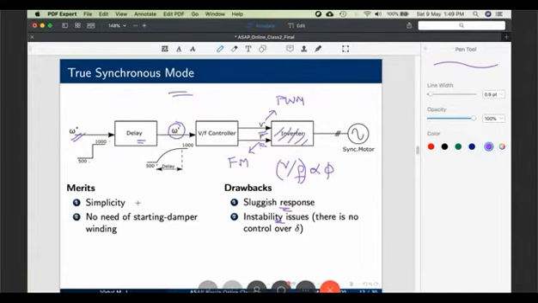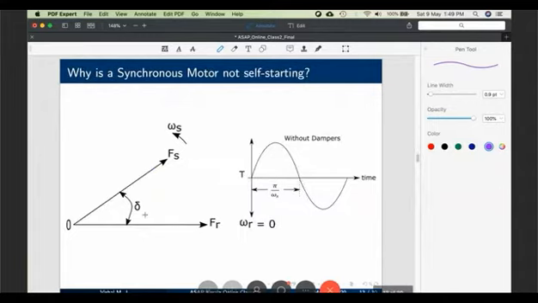Coming to the advantages, there is no feedback. Just a simple inverter is more than enough. Simplicity and cost is a great advantage of this method. One more advantage is that it does not need starting damper windings. Why? I will take some 2-3 minutes to explain this, then I will go to the question answer session. So please bear with me.